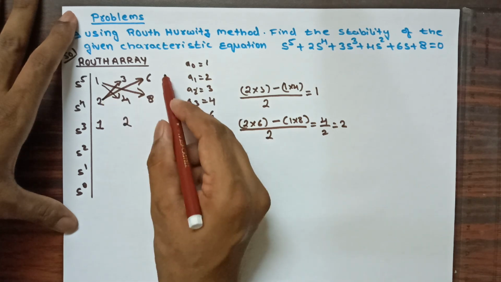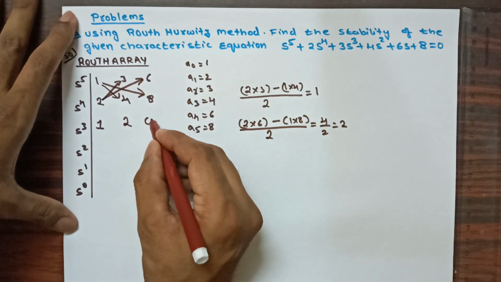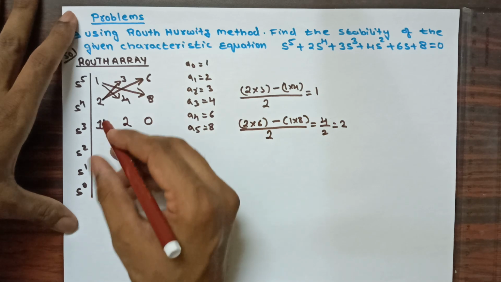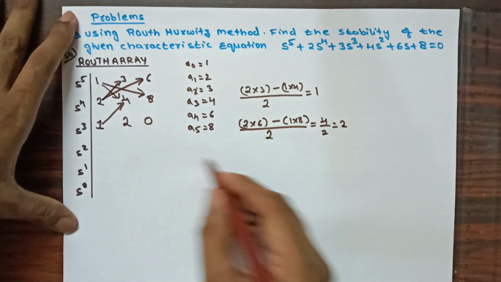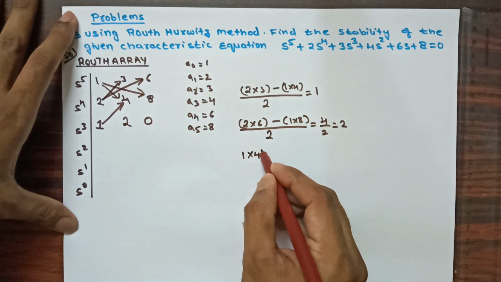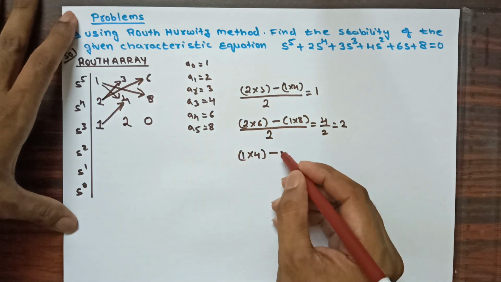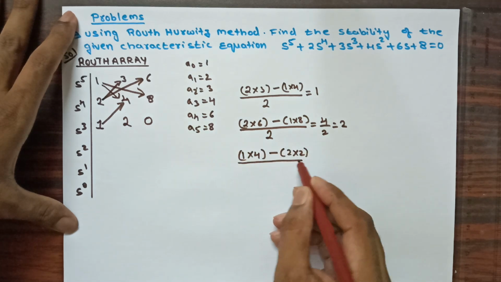Next, further I am not having any coefficient values here, so in this case I will be getting 0. Now we are going to get the fourth row by calculating this value, that is 1 into 4 minus 2 into 2, whole divided by 1.